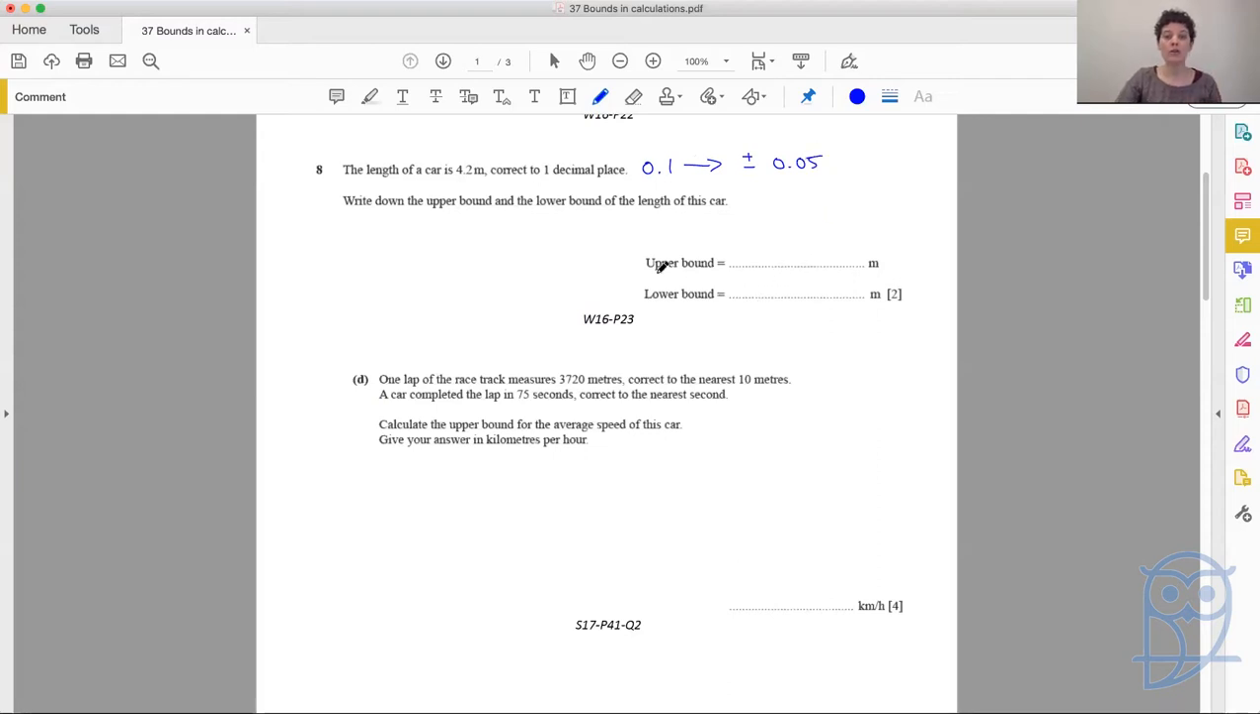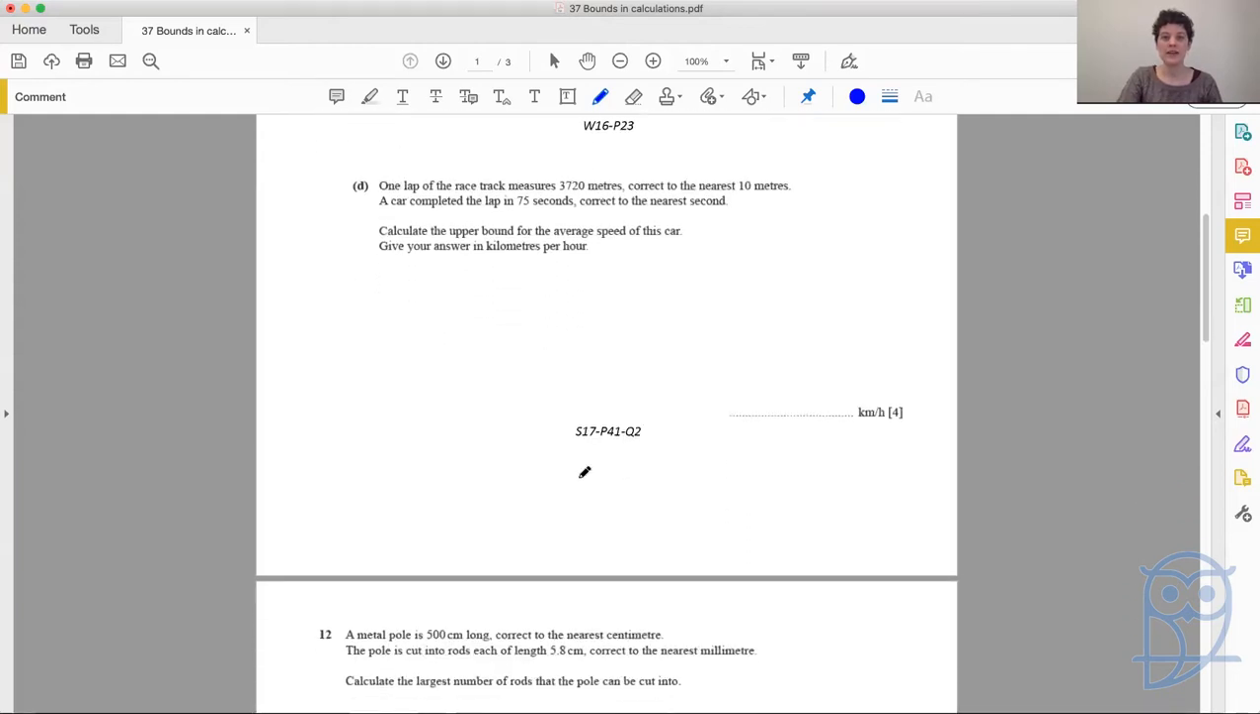So our upper bound would be 4.2 plus 0.05. It's 4.25. Our lower bound would be 4.2 minus 0.05, so it would be 4.15. So this question didn't actually have a calculation associated with it. It was just a stating of the bounds, but this use of the 1 decimal place is slightly unusual. Most of the questions do to the nearest something in terms of units rather than decimal places. So I just wanted to add this one in, so we've got a little bit of a sight of when it happens with decimal places. This is the sort of thing that we're working with.